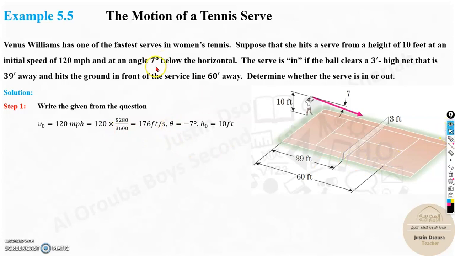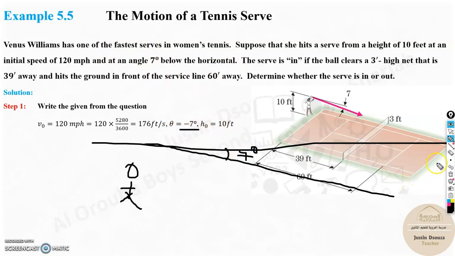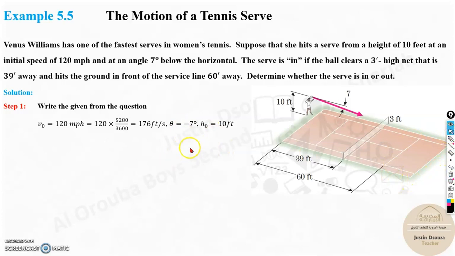And this theta is very important as well. Look, the person over here is hitting from top to down. It is going downwards from the horizontal. That means this angle over here is 7 degrees, but downwards, that is minus 7 degrees. That is another crucial thing. And the initial height is 10 feet. You can see the serve is from the height of 10 feet. So H naught is 10 feet. All this is the initial speed converted, theta in degrees, and height.